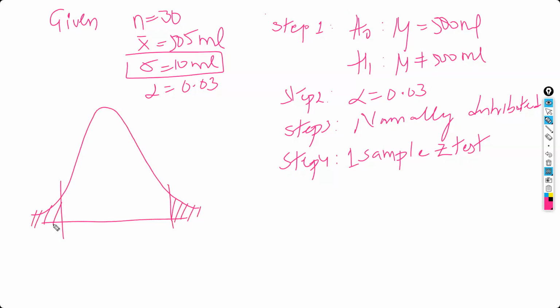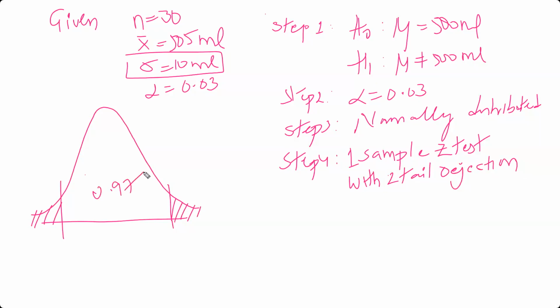Now, how much is the rejection area? How much is the acceptance area? With a two tail rejection, how much is the acceptance area, and how much is the rejection area? Rejection area is 3%, that is 0.03. Acceptance should be the balance, that is 97%, 0.97. But here rejection is on two sides, so what do I have to do? 0.03 on the left side and 0.03 on the right side, then what is the total area I'm going to get? 1.03.